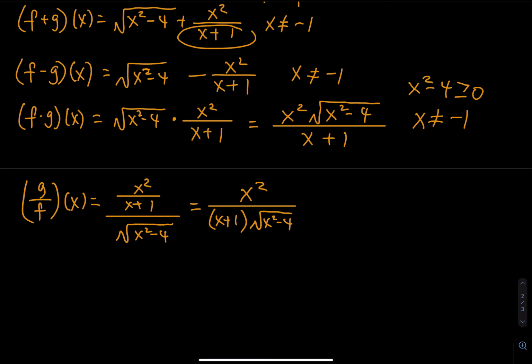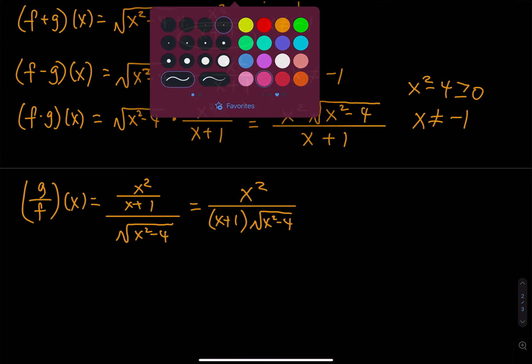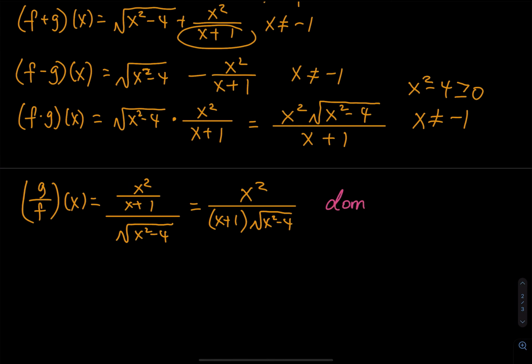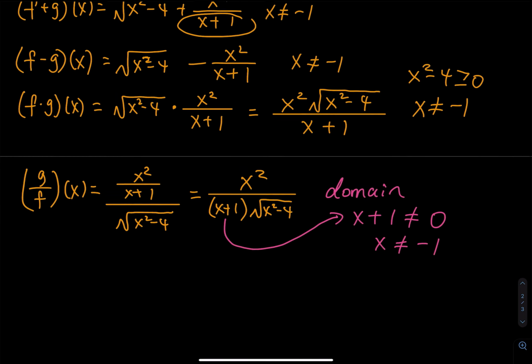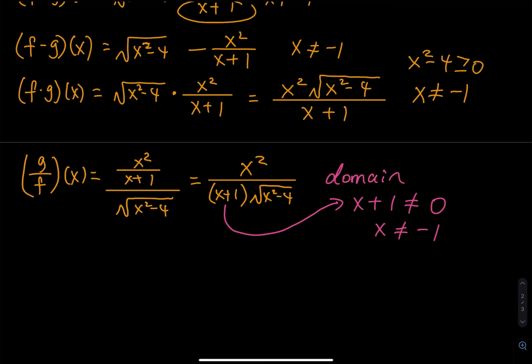And then, of course, that is not the end. We need to look for the domain. Let's just do that in a different color. For the domain, first of all, for this piece, we have to say x plus 1 cannot be equal to 0. So x cannot be equal to negative 1. And then the x squared minus 4 that is in the denominator, we have to say x squared minus 4 just greater than 0, no equal, because once you have a 0, then the denominator is equal to 0.